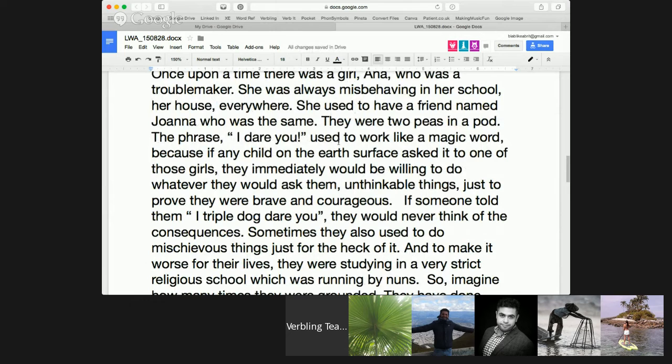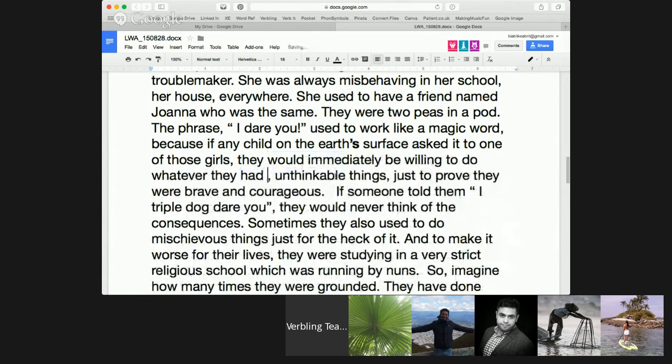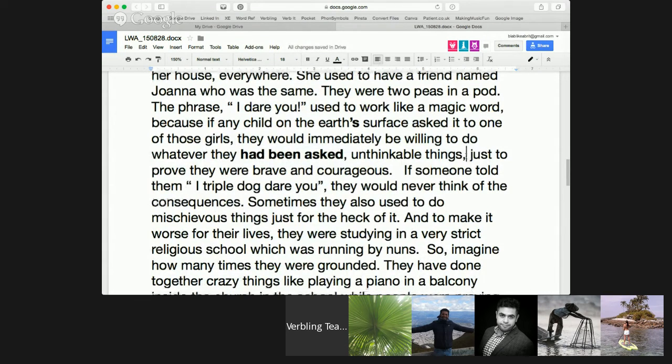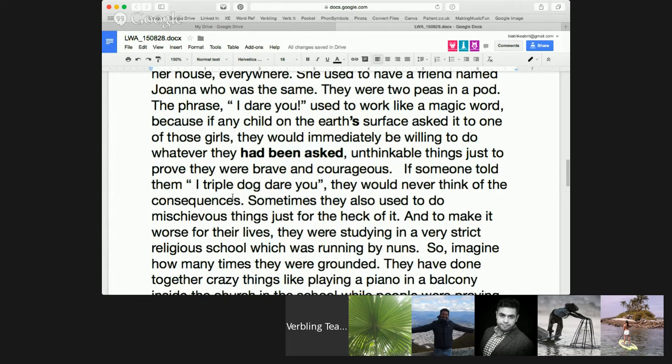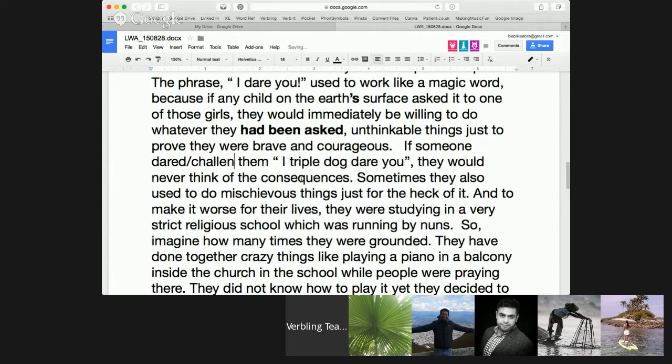The phrase "I dare you" used to work like a magic word because if any child on the Earth's surface asked it to one of those girls, they would immediately be willing to do whatever they had been asked. Unthinkable things just to prove they were brave and courageous. If someone told them, I triple dog dare you, because you're using a dare, Anna, usually we actually say dared as the actual verb here. If someone dared them, I triple dog dare you, or you could say challenged, but you can't say told in this case because it's not the right feeling.